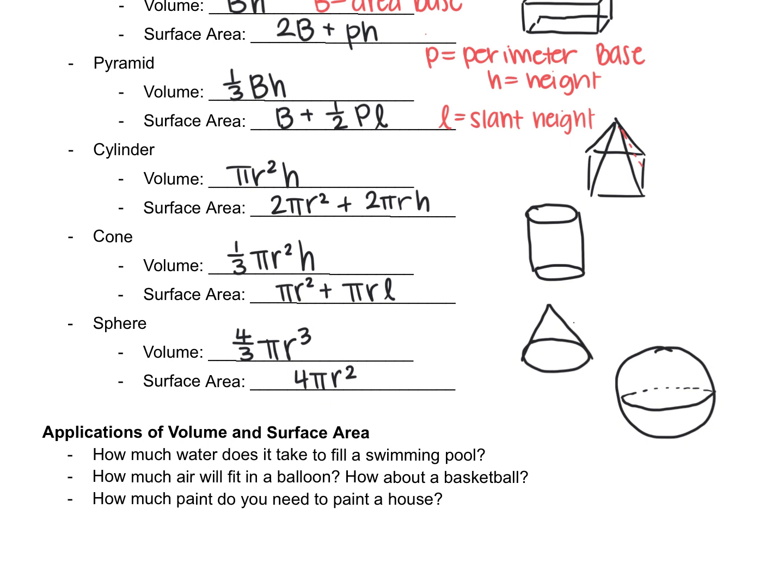So when it comes to applications of volume and surface area, which we are going to talk about a lot of different ways you can apply these, for example, if you have a swimming pool and you want to know how much water it takes to fill it. So a swimming pool is basically a cylinder or a rectangular prism, depending on what type of pool you have. So filling it is volume. If you want to figure out how much air will fit in a balloon or a basketball, those are kind of like spheres. And then very common in the construction field is how much paint do you need to paint a house? That has to do with surface area, because you need to figure out how much area you have on the outside of that house that you need to paint.